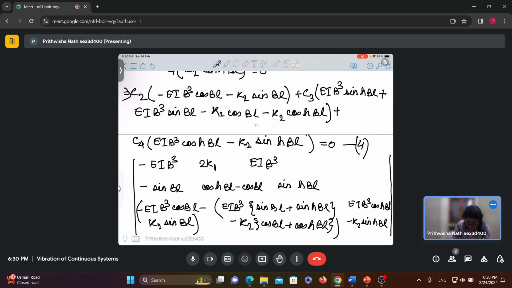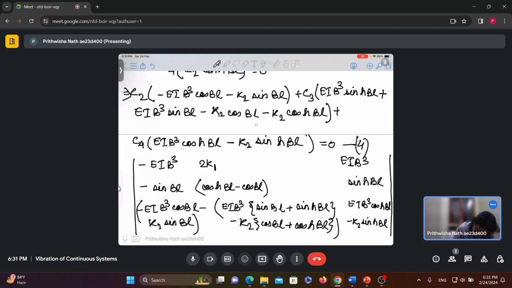So this is the determinant, which has to be equal to 0. So this has to be equal to 0.